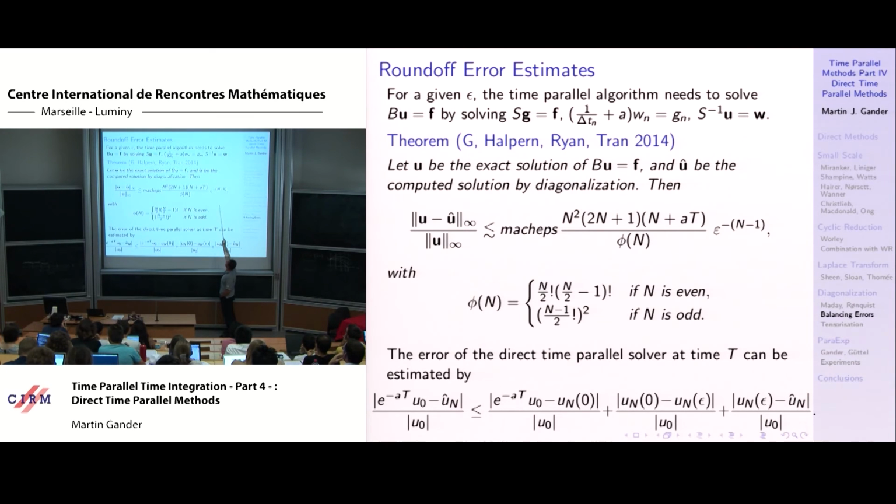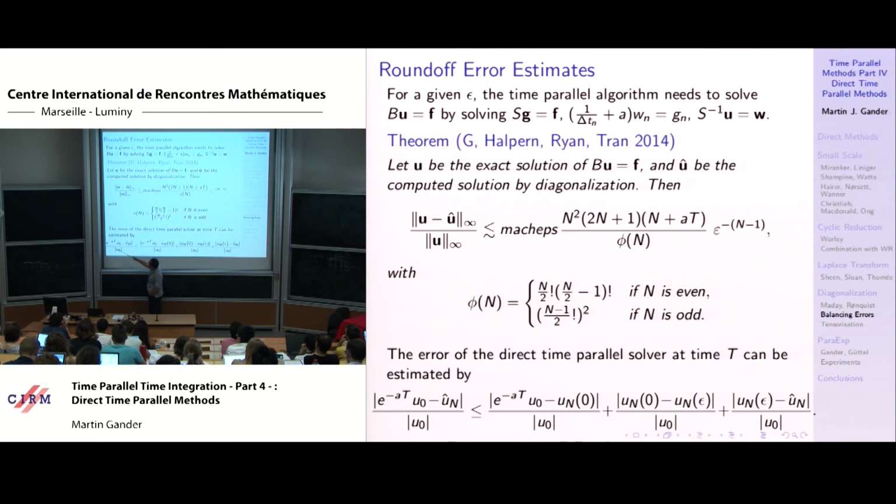So here we see very clearly the two competing requirements. This here says epsilon should be big to have a small error. The other one says epsilon should be small to have a small error. So you need to balance to get a method, and then you can see if this method is useful. So that's what we do here.